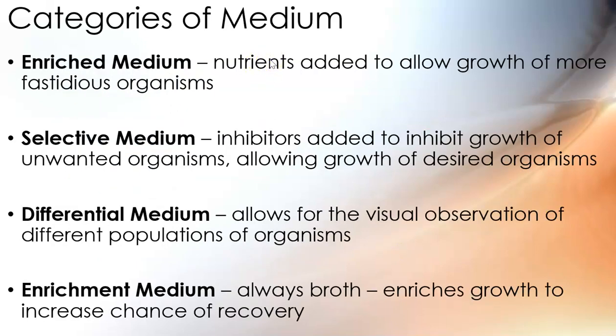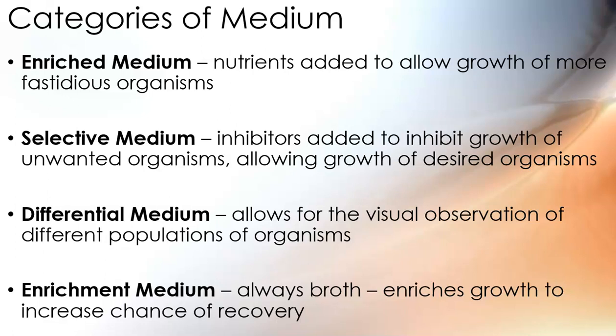We talked about categories of media back in chapter one, right? Okay. And enriched media has the extra nutrients that help to allow those most fastidious organisms to grow. Selective media has inhibitors added to it so that you can only grow the things that you want to grow, that inhibits the growth of the things you don't want. Differential media allows us to actually see differences between different populations of organisms.